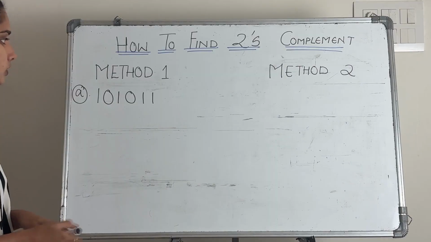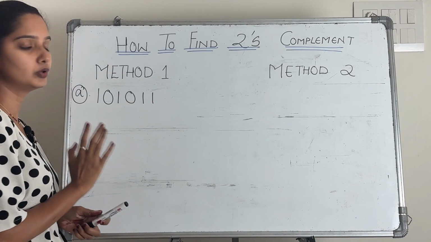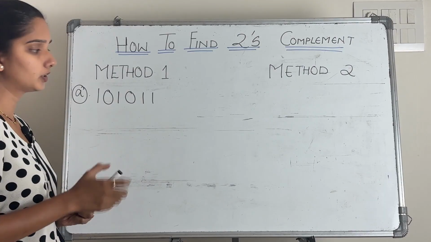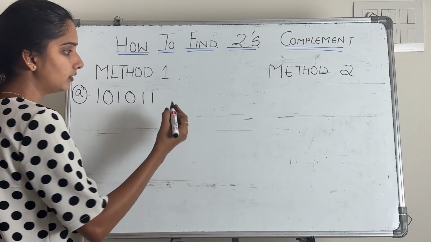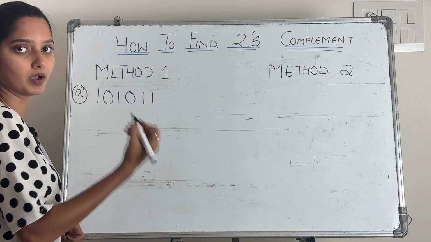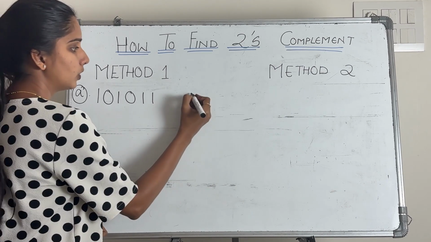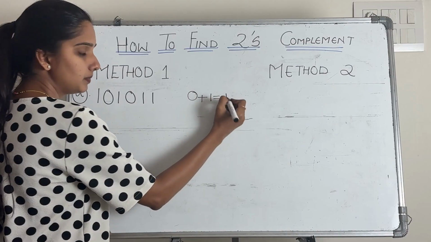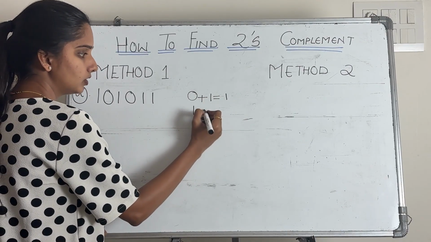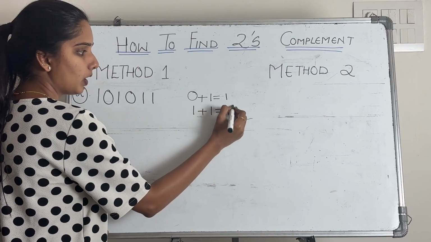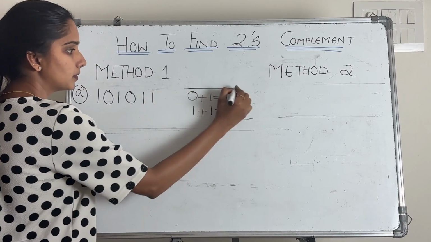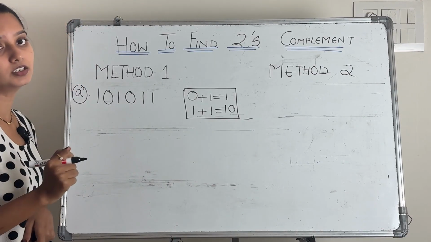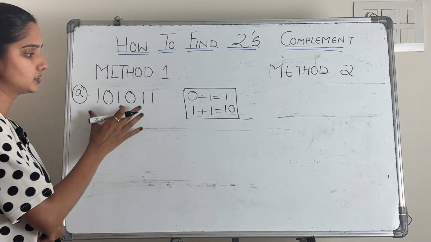In the first method, before finding the 2's complement of this binary number, remember that if you add 0 with 1, the output will be 1, and if you add 1 with 1, the output will be 1 and 0. Just remember these two. And then we'll see how to find the 2's complement of this given binary number.